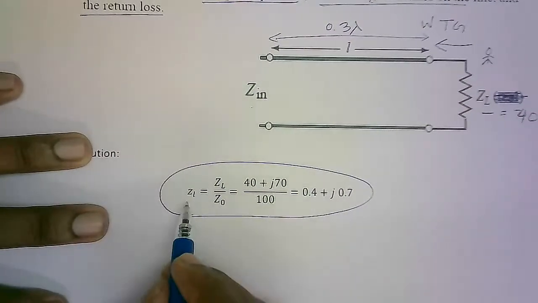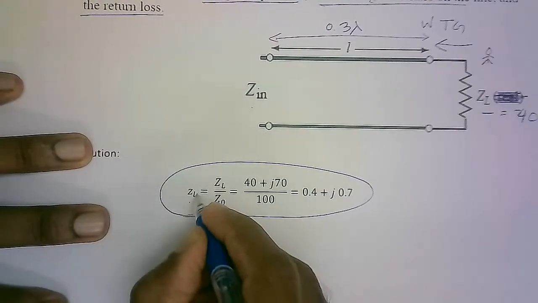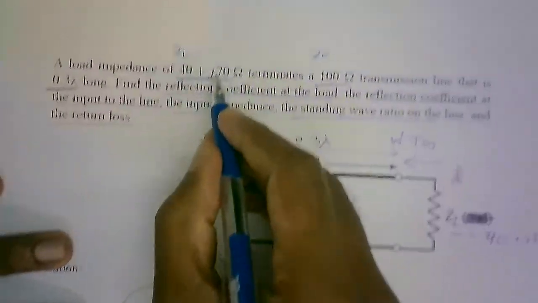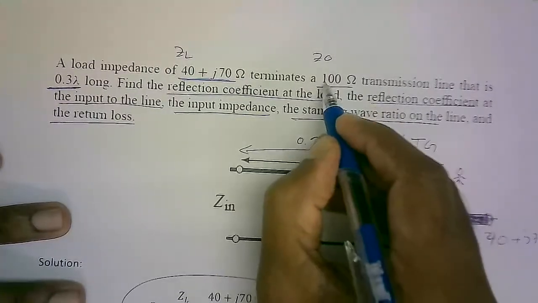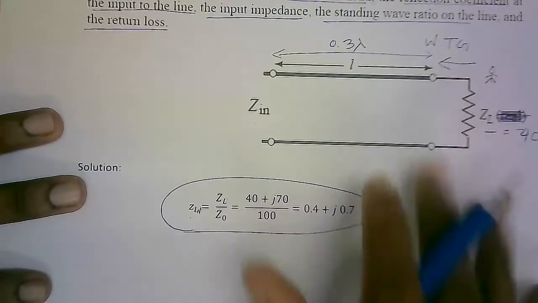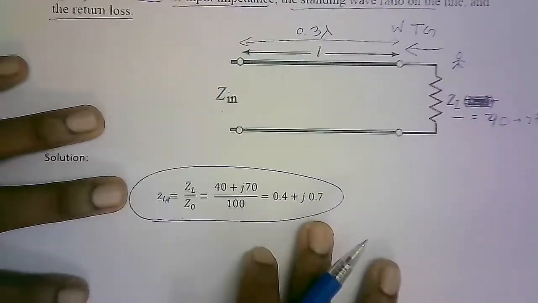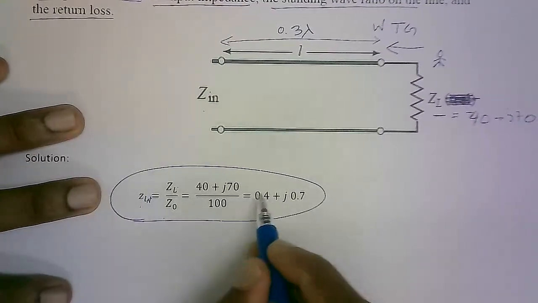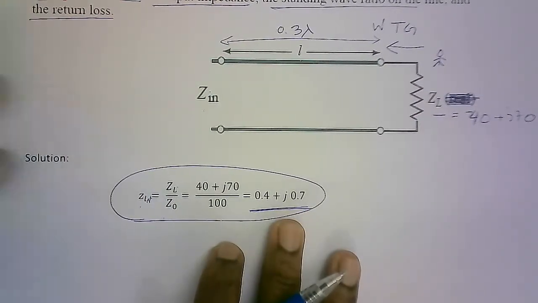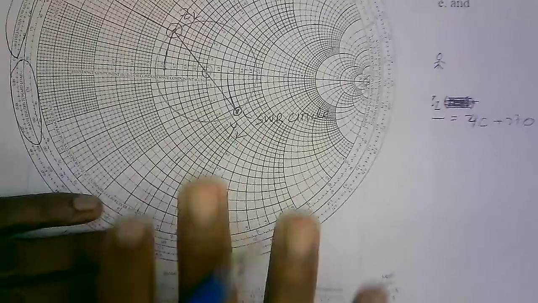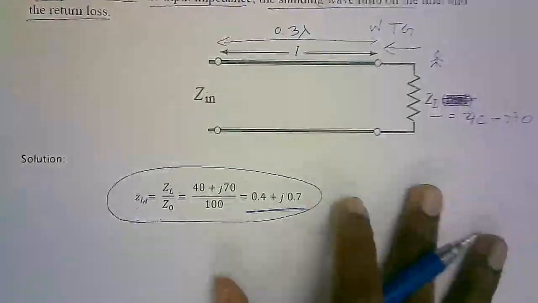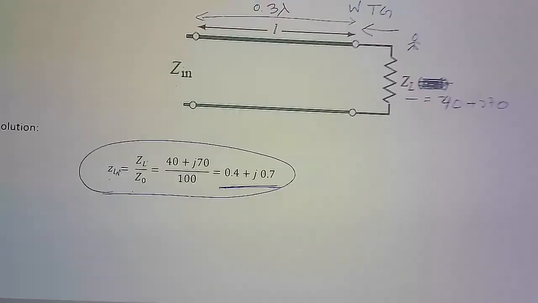Normalize the ZL, you can call it ZLN also: the given load impedance divided by the characteristic impedance, Z0. When we divide it, we get a value which is actually plottable on the Smith chart. So I take a fresh Smith chart and try to solve it.